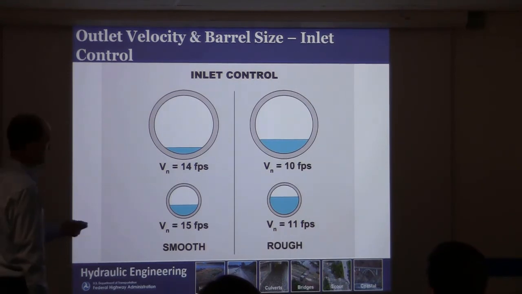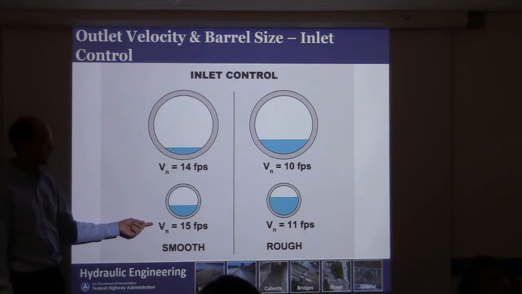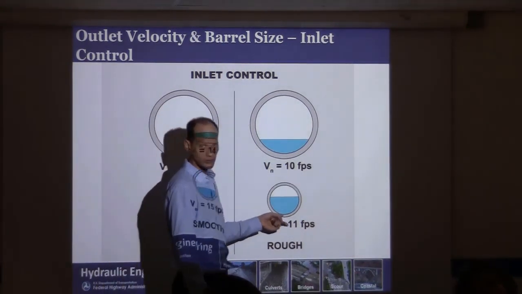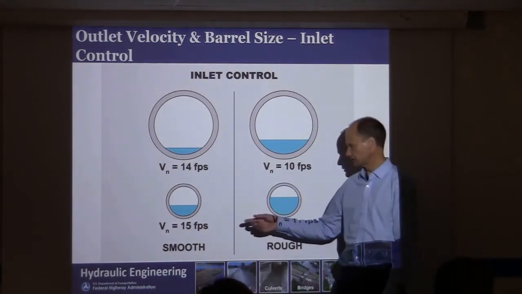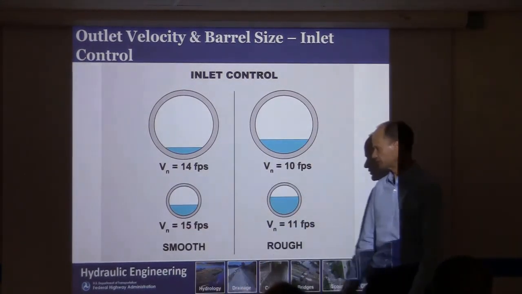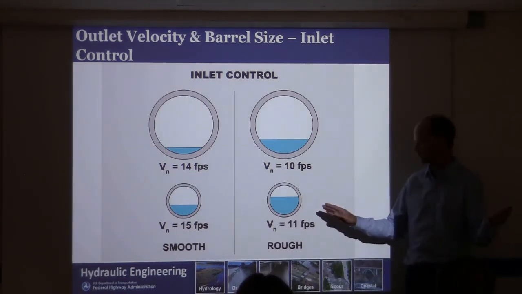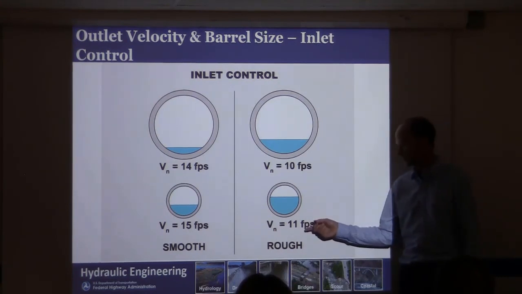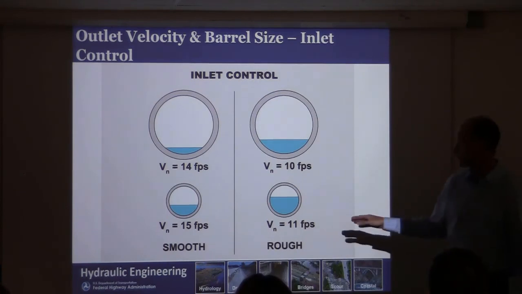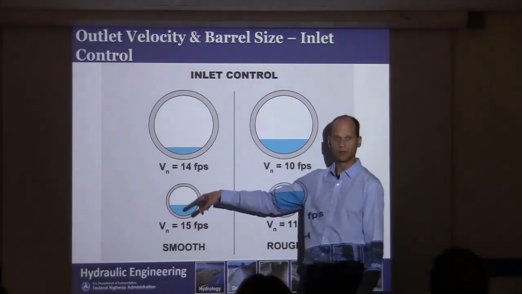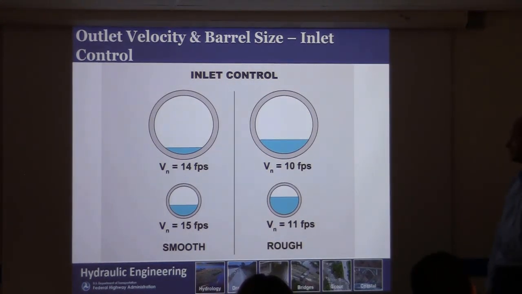What we could have done with that 2 foot pipe is, instead of concrete, use corrugated metal or corrugated plastic. Even with the same size, we change the material type, and with cover and backfill remaining the same, we've dropped it from 15 to 11 feet per second, which is pretty good. It may still be too high, but that certainly had more of an impact than making our pipe bigger. So that's just something to keep in mind.